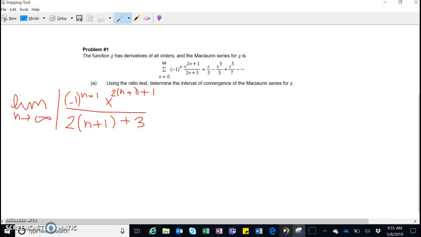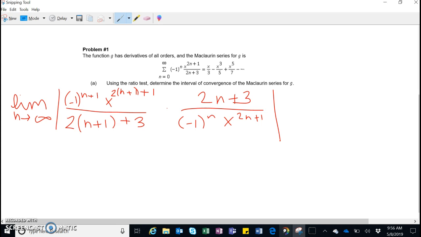There's my next term, and I need to divide that by the current term or multiply by its reciprocal, which is what I'll do. Put the 2n plus 3 on top, the (-1)^n on the bottom, along with the x to the 2n plus 1. So there's my initial ratio that I want to set up.